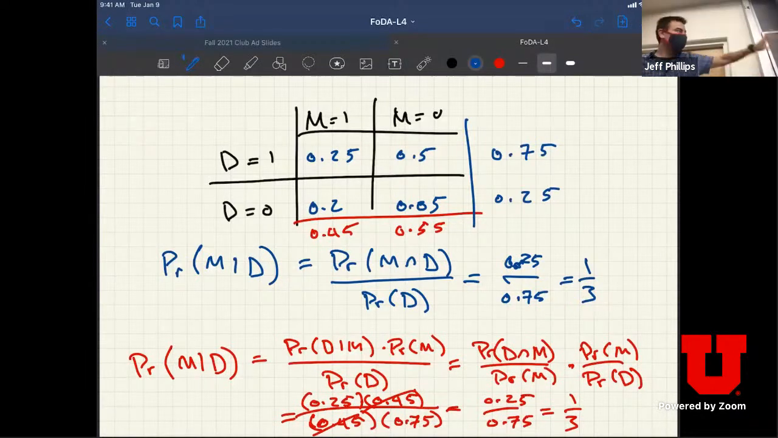Okay, good. So mechanically, this is how this all works. We're going to need to do this with probability density functions later, so it's good to make sure you understand it with the discrete random variables here.